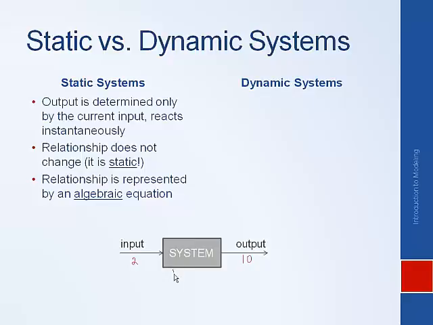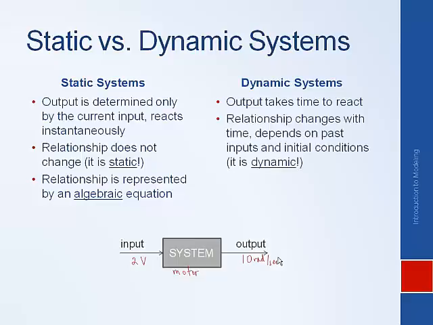For example, let's think of this as being a motor, and we apply 2 volts into the motor. In reality, the speed of the motor wouldn't instantaneously jump to 10 radians per second. It would take some time to spin up. So in a dynamic system, or a dynamic model of a system, the output takes time to react. Furthermore, the relationship between the input and the output changes. It's not always the same.